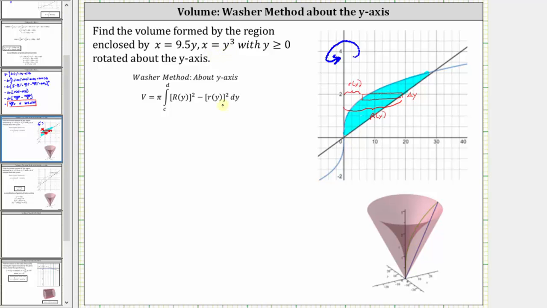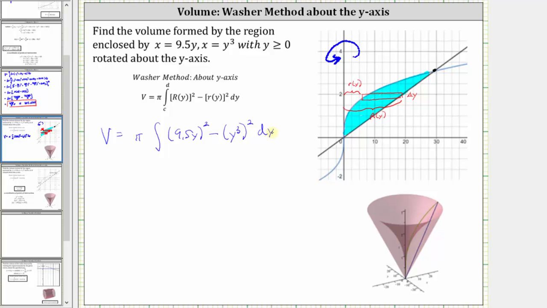And then for the limits of integration with respect to y, we integrate from y equals 0 to the y-coordinate of this point of intersection. So we'll have to find the y-coordinate of this point of intersection algebraically. But let's go ahead and begin to set this up. We have the volume is equal to pi times the integral. We'll come back to the limits of integration, where the square of big R of y is the square of 9.5y, minus the square of little r of y, which is the square of y cubed.